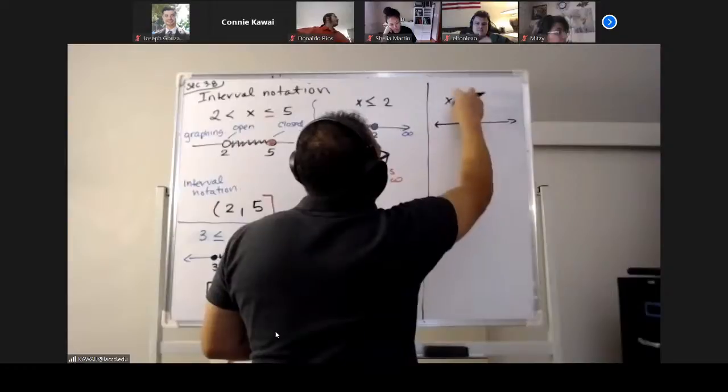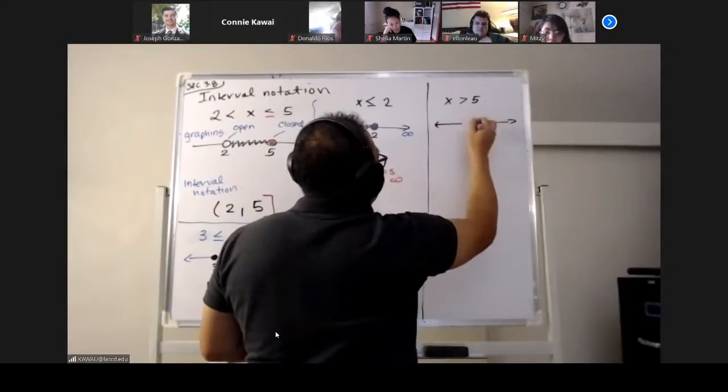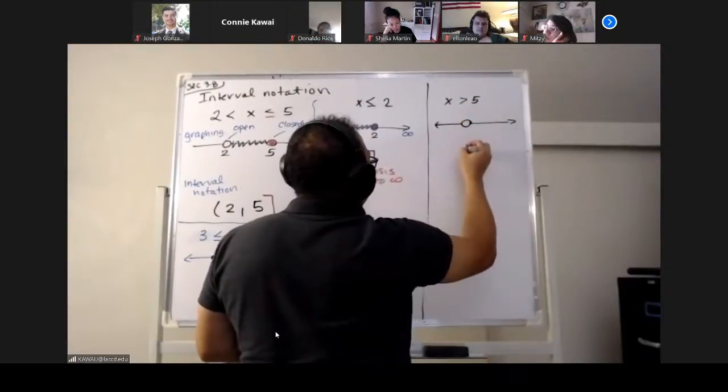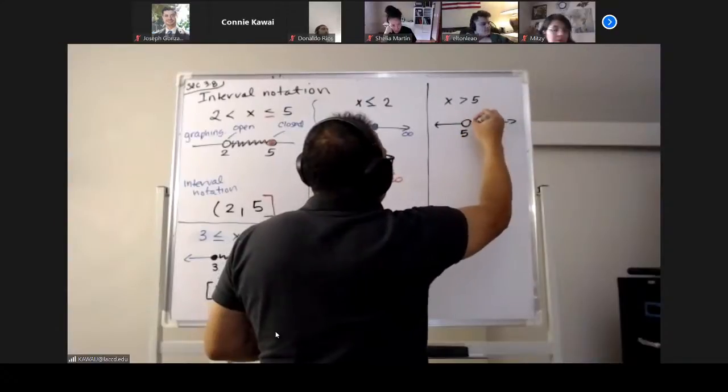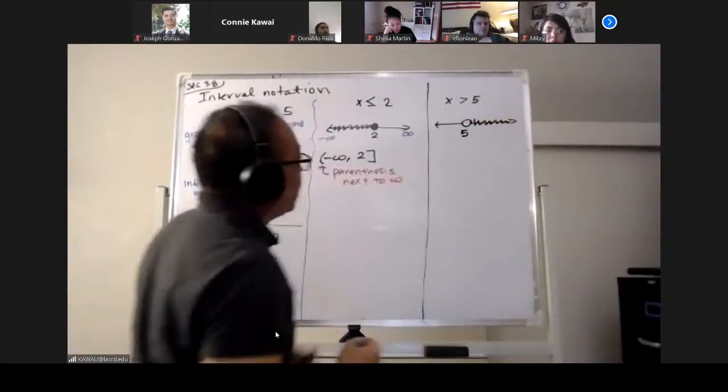So this is x is smaller than 2. Over here, we're saying x is bigger than 5. Now, because this doesn't have an equal sign, we're going to make this an open circle. And we're going to do it like that.